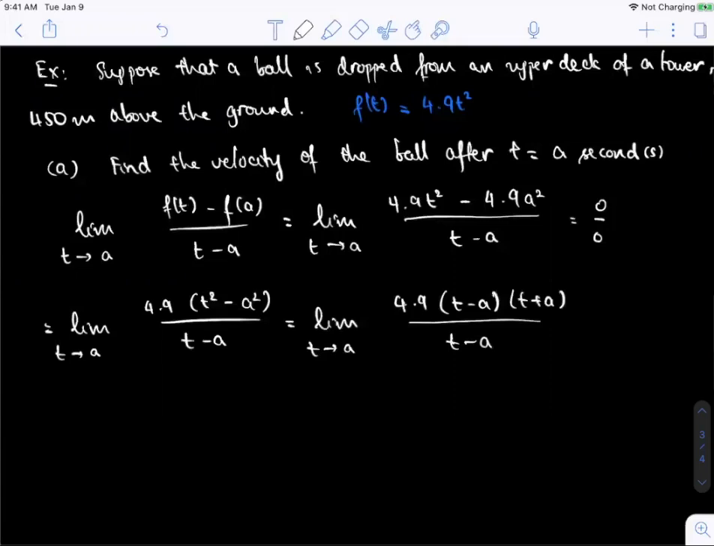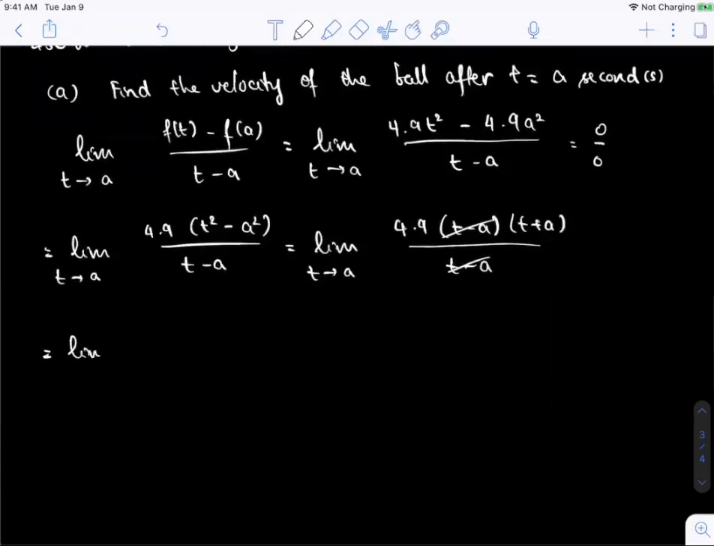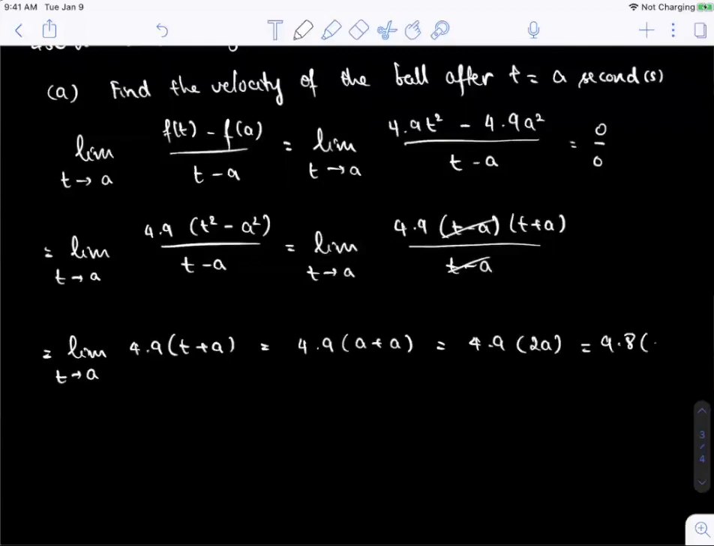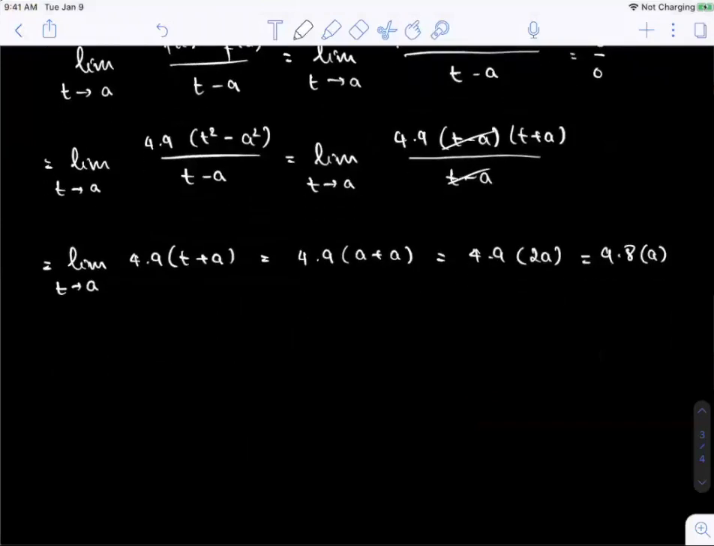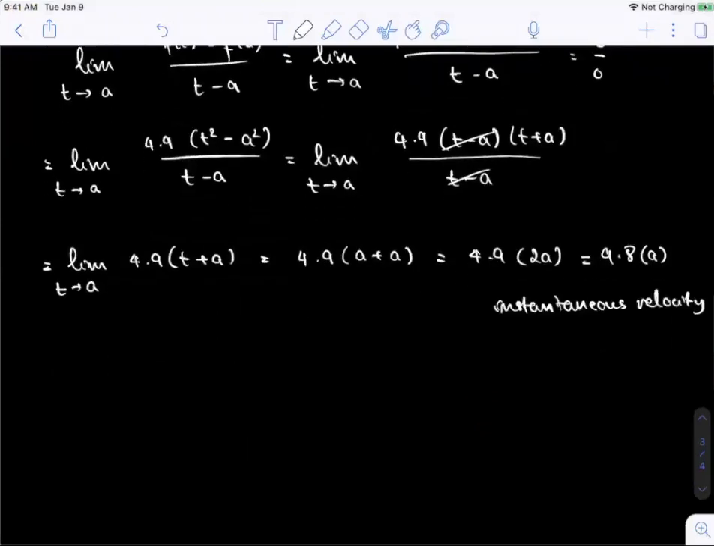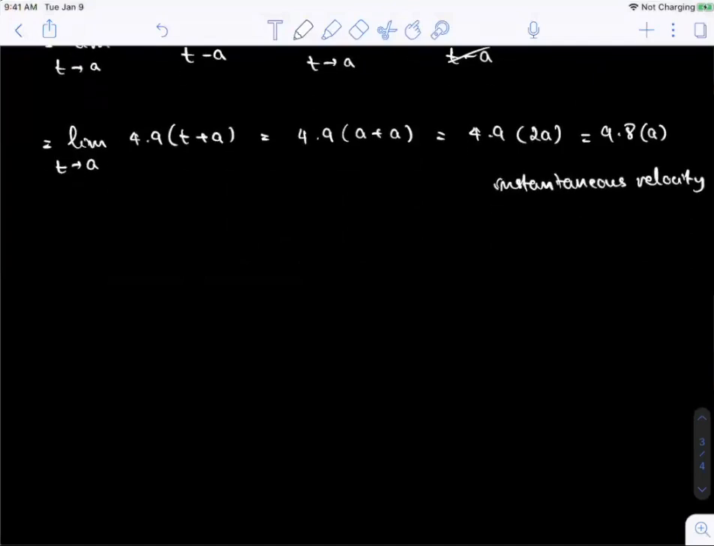All right. So they have the same factor on the numerator and the denominator, so you can make the cancellations. Therefore, you have the limit as t goes to a of 4.9 times t plus a. Now you let t go to a, you get 4.9 times a plus a, or 4.9 times 2a, or 9.8 times a, where a is the time after you drop the ball. So this is the instantaneous velocity. Okay, so that's part A.